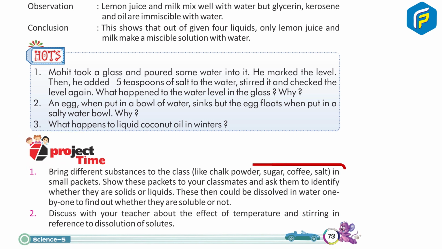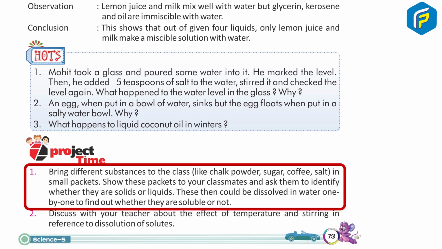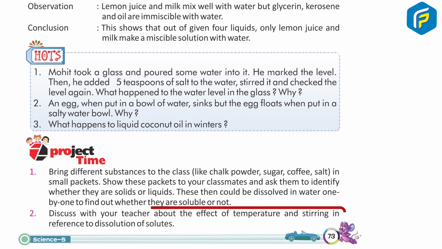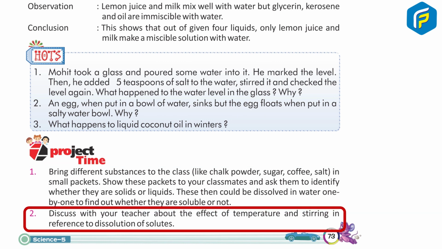Project time. 1. Bring different substances to the class like chalk powder, sugar, coffee, and salt in small packets. Show these packets to your classmates and ask them to identify whether they are solids or liquids. These can then be dissolved in water one by one to find out whether they are soluble or not. 2. Discuss with your teacher the effect of temperature and stirring on the dissolving of solutes.